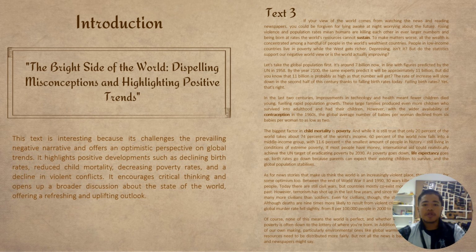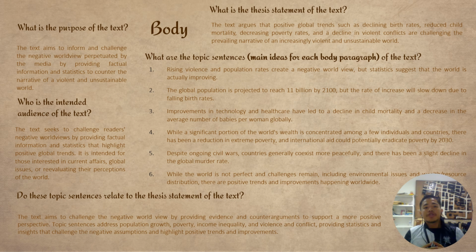So what's the possible title for this text? The title is The Bright Side of the World, Dispelling Misconception and Highlighting Positive Trends. This text is interesting because it challenges the prevailing negative narratives and offers an optimistic perspective on global trends. It highlights positive developments such as declining birth rates, reduced child mortality, decreasing poverty rates, and a decline in violent conflicts. It encourages critical thinking and opens up a broader discussion about the state of the world, offering a refreshing and uplifting outlook.